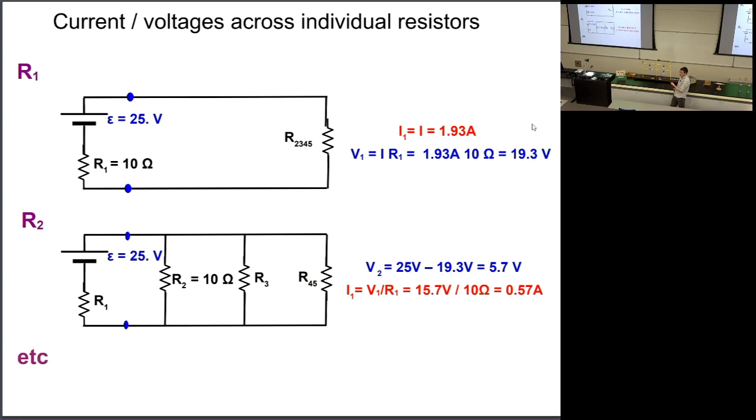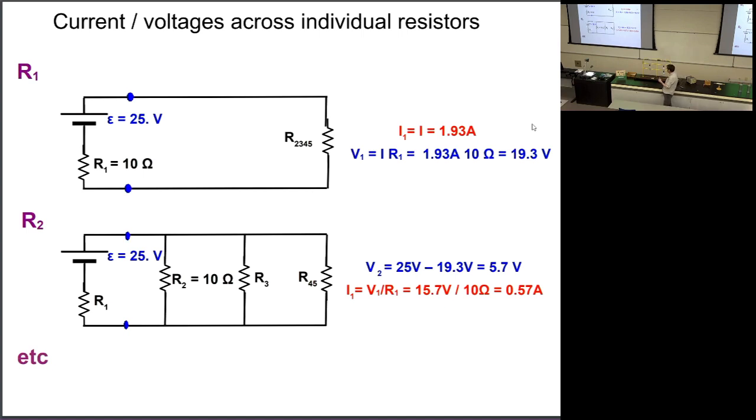Supposing I want R2. If I wanted the voltage and current passing through R2, I actually went back to this equivalent circuit. This is the second circuit that we made. It's the one after the very first circuit. The first circuit had 5 resistors, but we combined 2 in parallel to make R4,5. We had this equivalent circuit here.